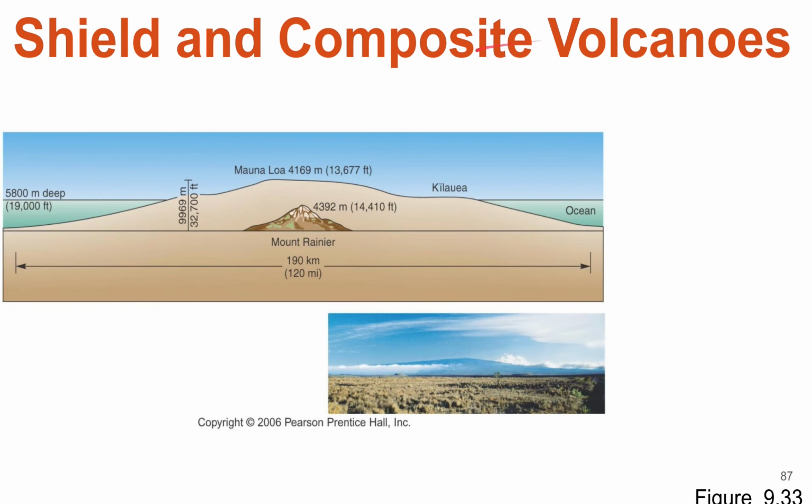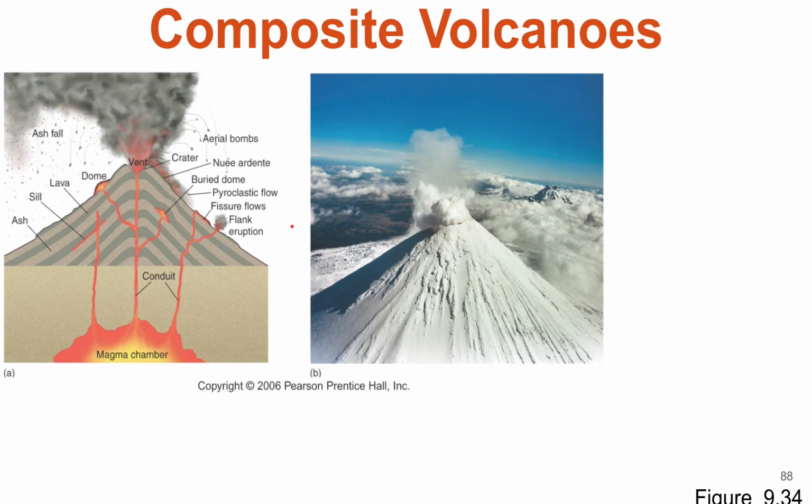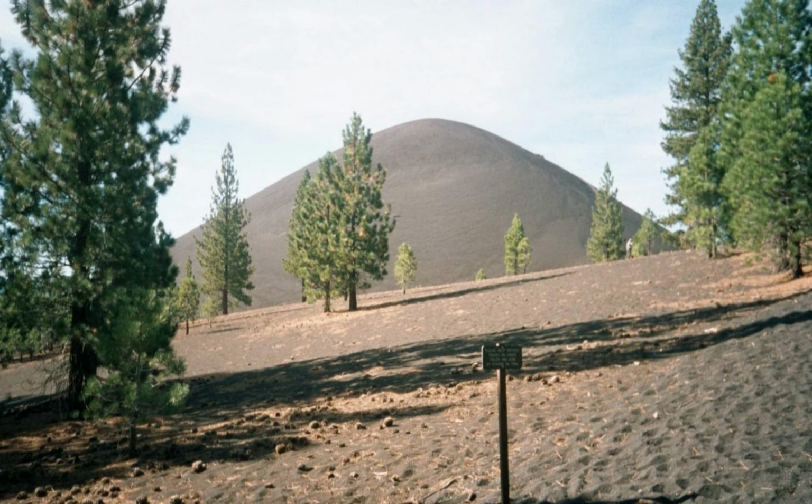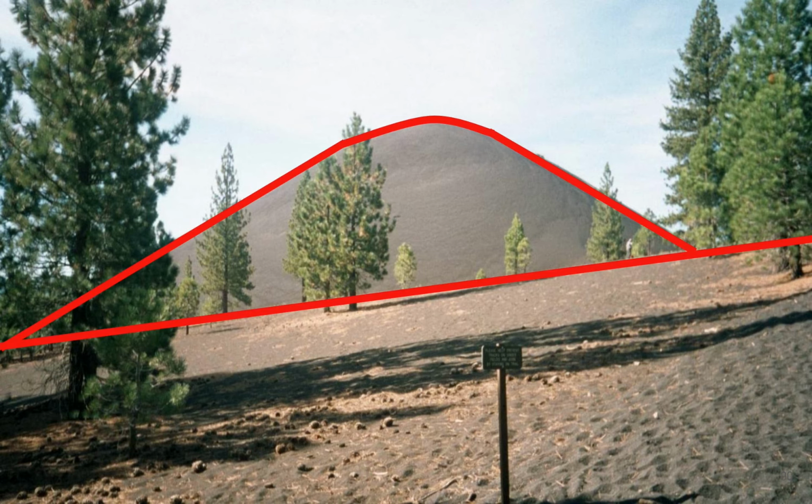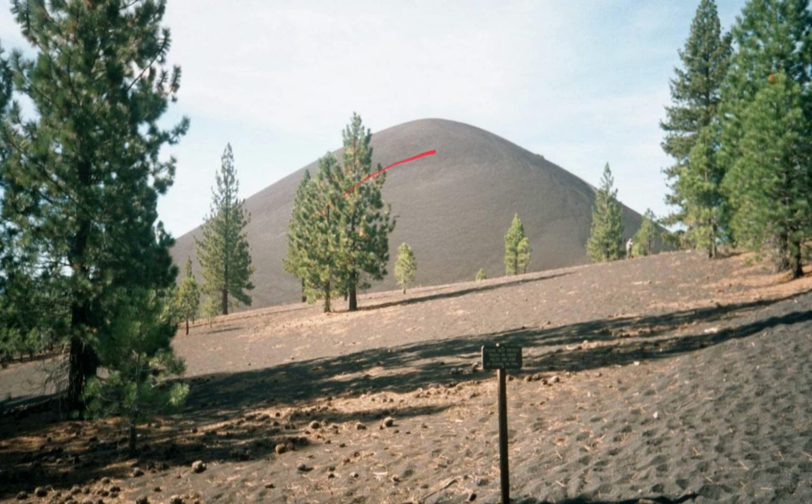1915. Comparison: shield volcanoes are huge, and I keep saying they're flat. They're very flat compared to the composite volcano. Composite, your classic volcano shape. And here we've got the cinder cone, and I included the slope of the shield volcano. This is Prospect Peak. This is the cinder cone. Let me back that. This is the cinder cone. It's at Mount Lassen. It is a cinder cone called the cinder cone.